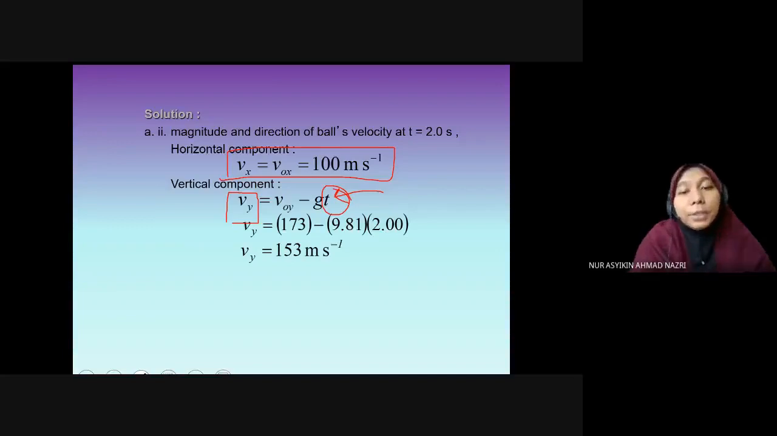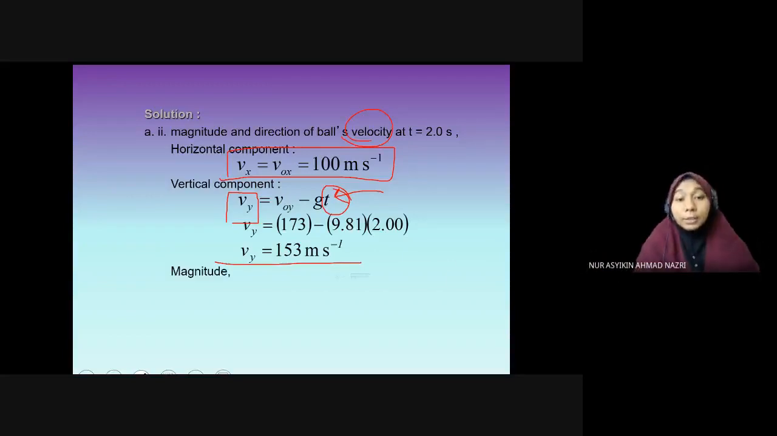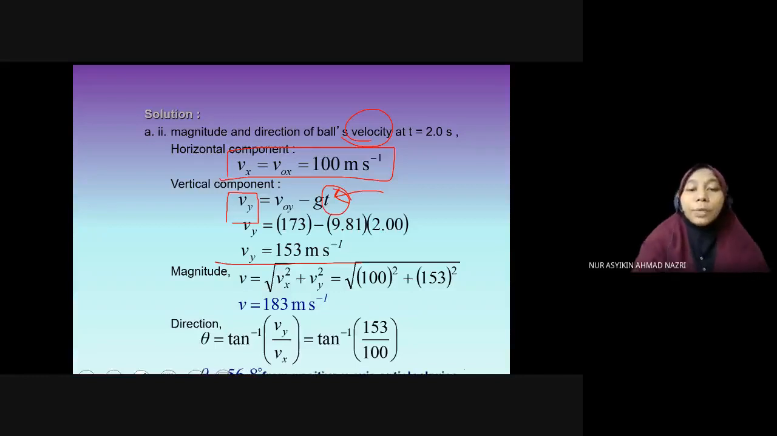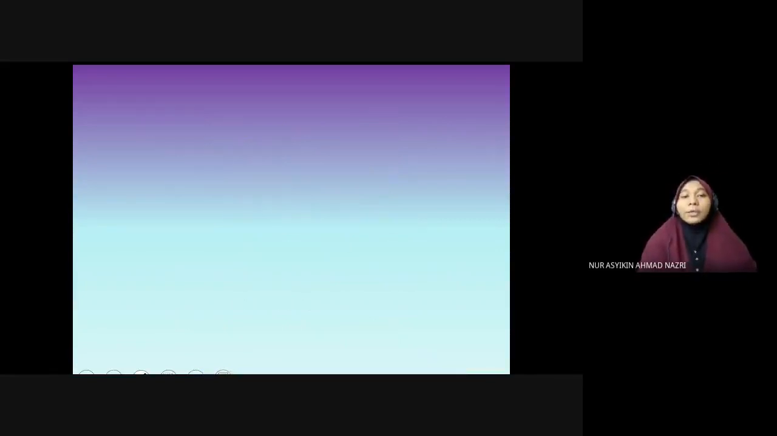Nak tinggal macam ni je ke? Cannot. Sebab dia tanya velocity. Bukan dia tanya dia for each component. So we need to find the resultant. Find the resultant. And find the direction. Can you just leave it there like this? No, cannot. You need to explain the position of the angle. Okay, positive x axis anti clockwise macam tu.